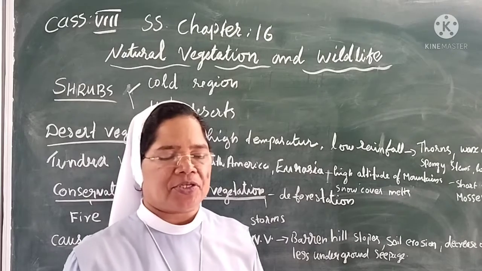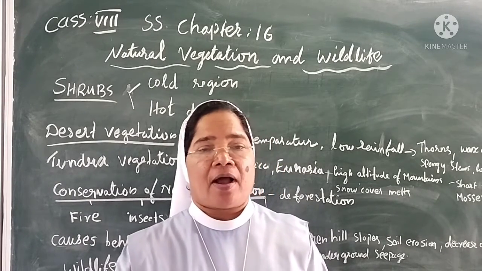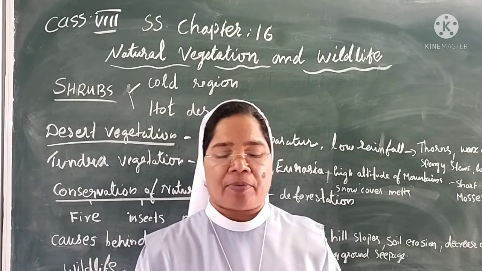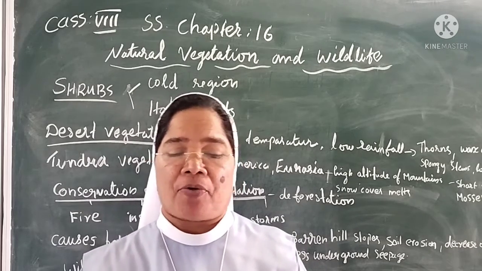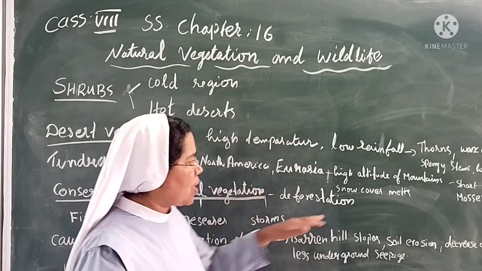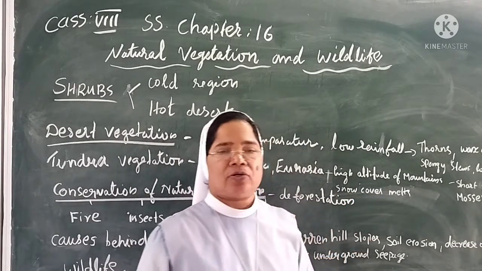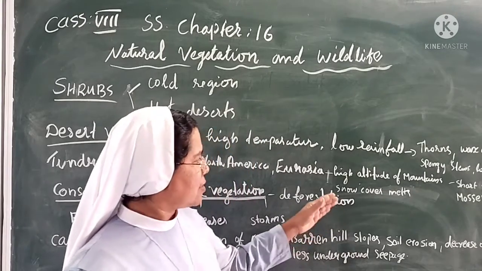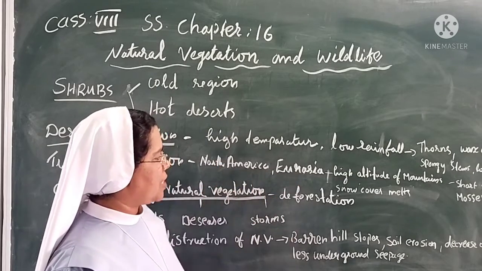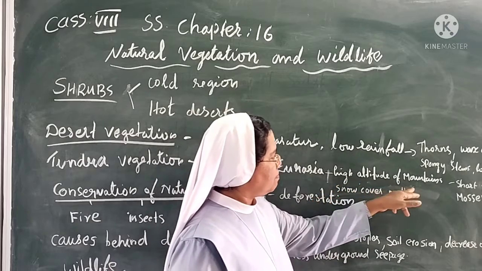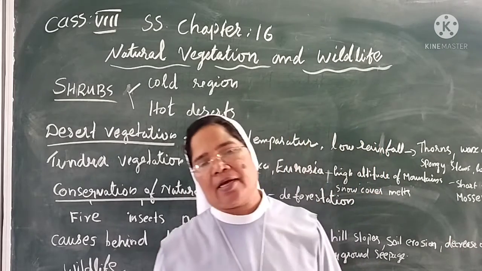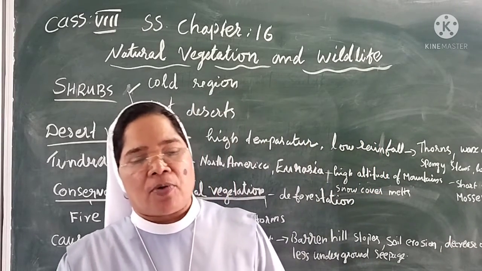Tundra vegetation is found in the high latitudes of the northern hemisphere, especially Eurasia and North America, and at the high altitudes of some mountains. These mountains are covered with snow. We can see short grasses and mosses there, the small mosses and small grasses.